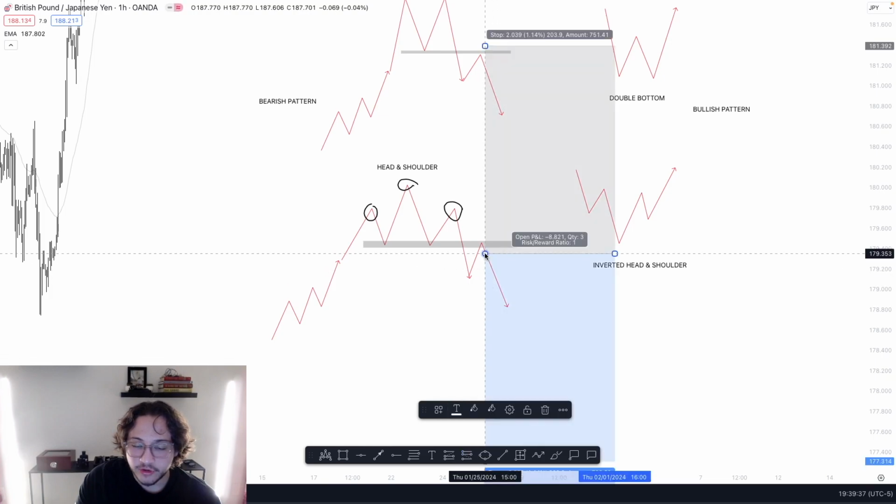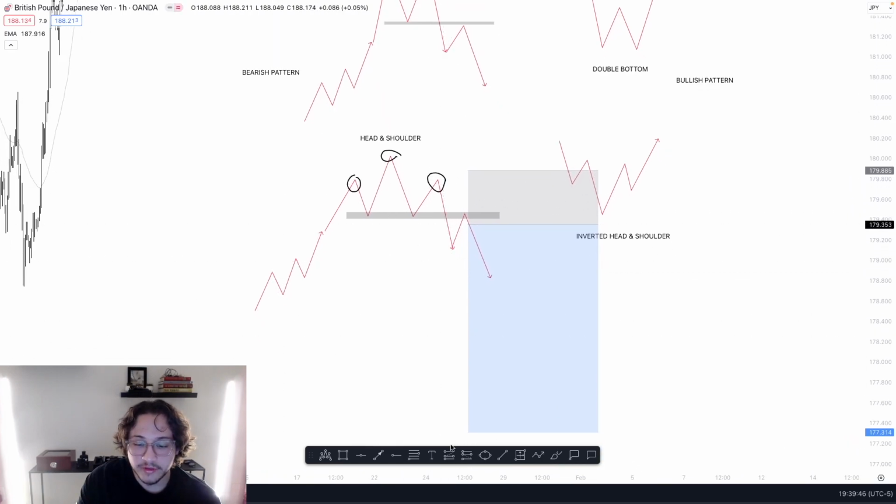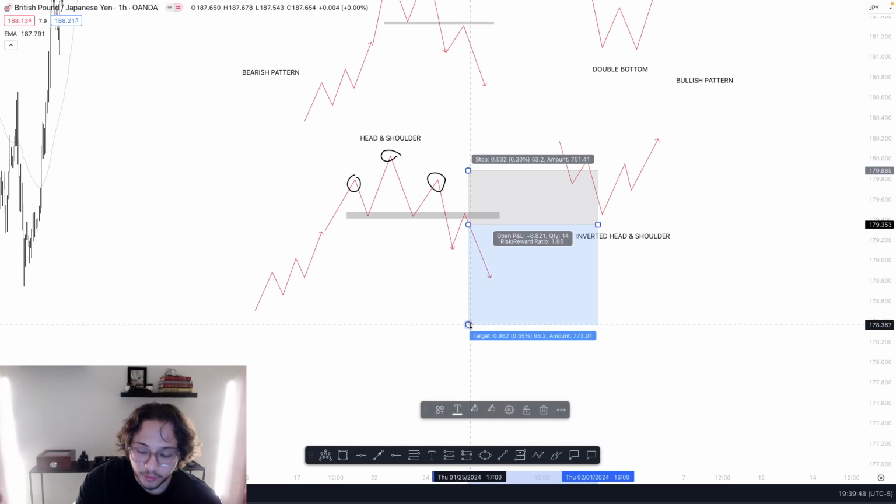So the idea is to enter the trade somewhere over here, and then your stop loss is going to be above the previous right shoulder right over here. Then obviously you want to target previous targets, or a 1 to 2 or a 1 to 3 risk to reward.